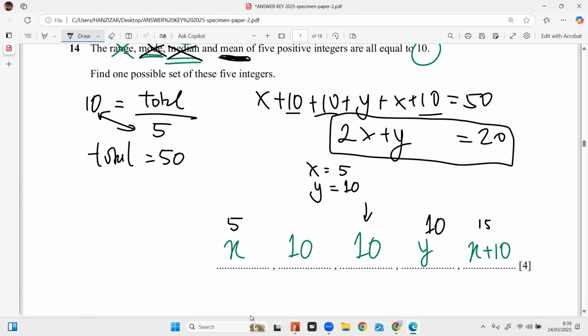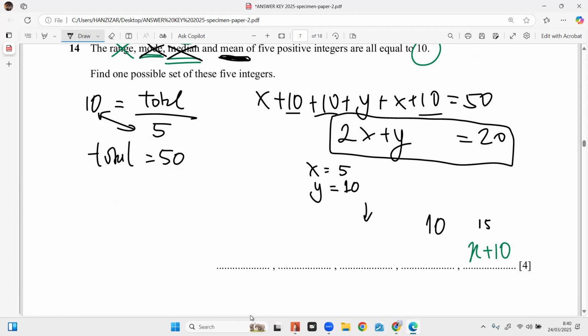Yeah, I think that's wrong. Why? Because the range will be 0. I thought the range is the max and the minimum, not the max. Yeah, max minus minimum. That's right. Okay, so rewrite one more time: 5, 10, 10, 10, 15.